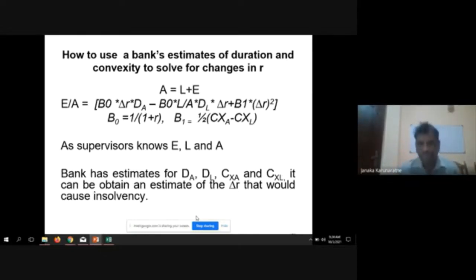So to protect you from interest rate risk, okay, what is the threat to you? Tell me. Given this duration gap, what is the threat you have? What is the potential threat you have?